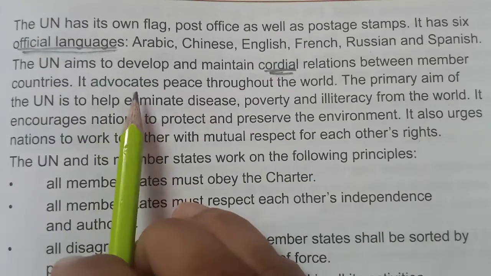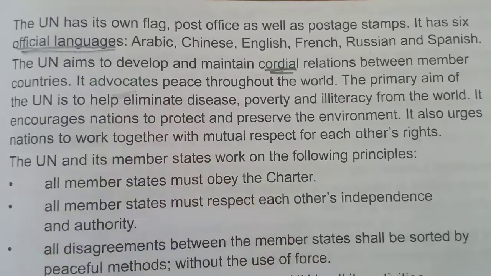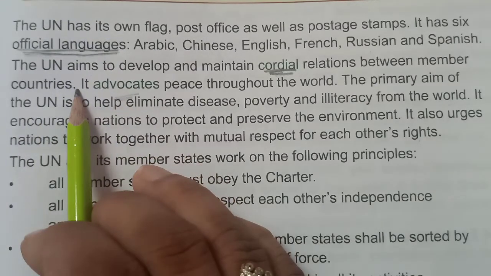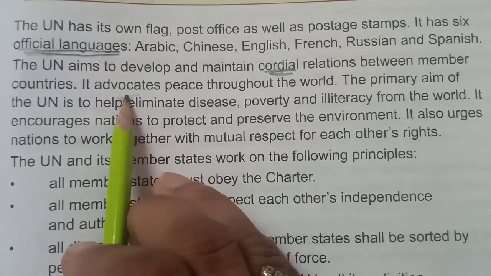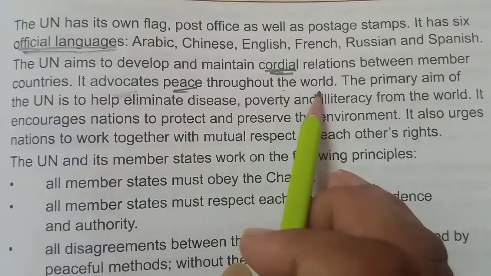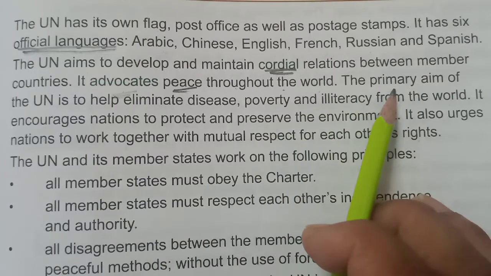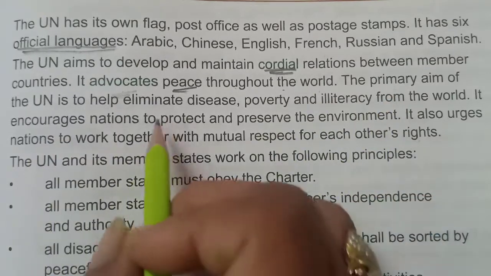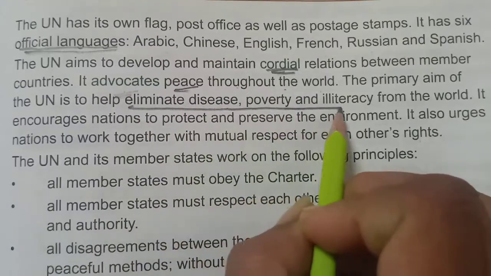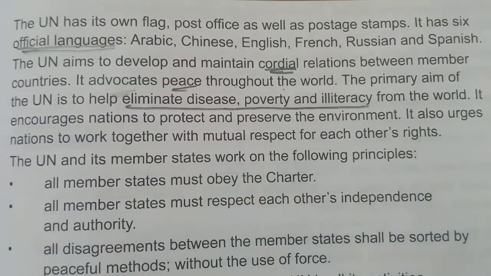And secondly, it advocates peace. Advocates means it speaks in favor of peace throughout the world. The United Nations speaks or supports in favor of peace throughout the world. And the primary aim of the United Nations is to help eliminate disease, poverty, and illiteracy from the world.